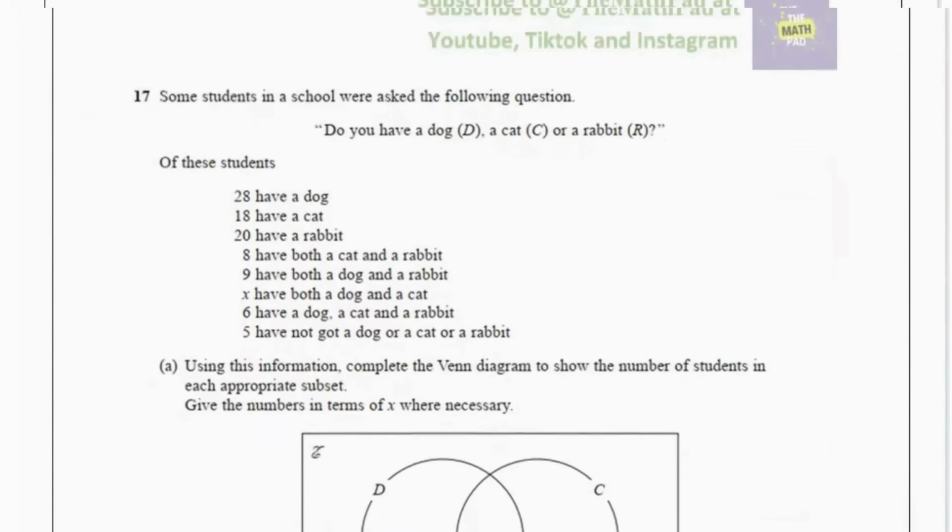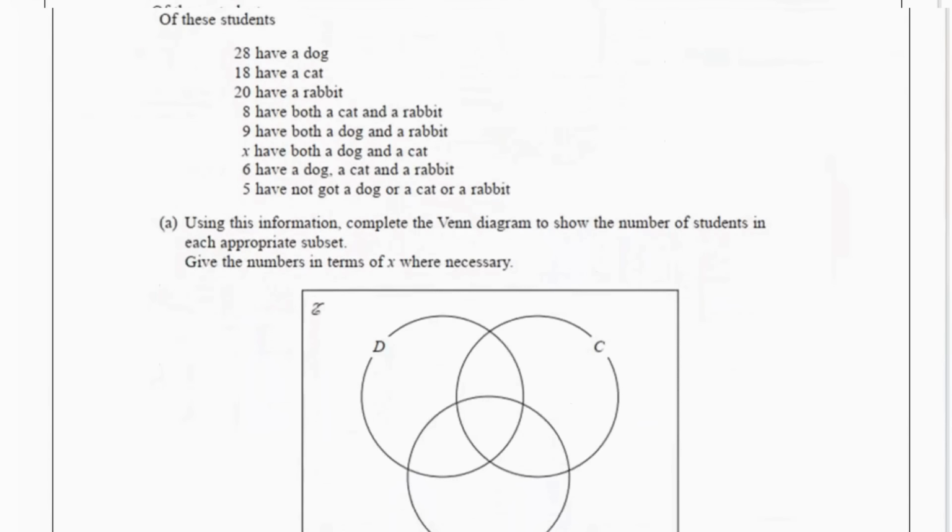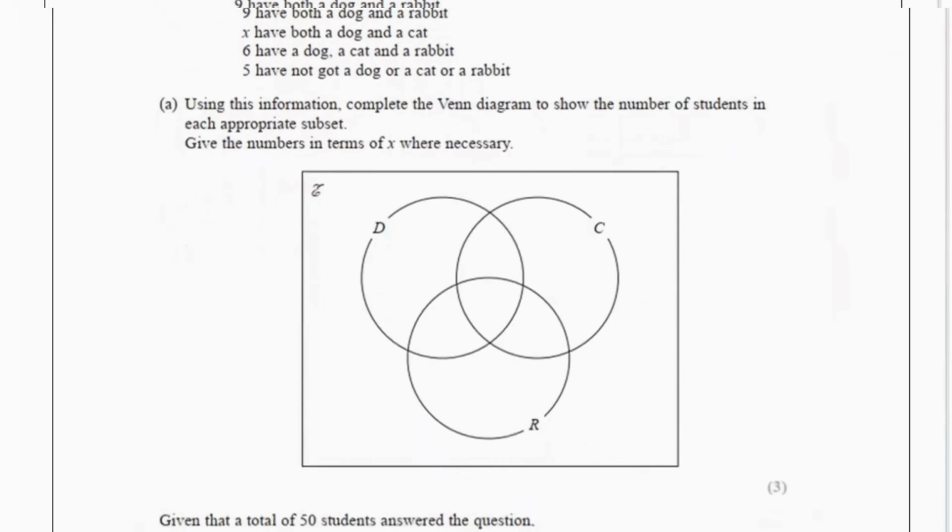Then you can get questions on sets and Venn diagrams. So some students in a school were asked the following question. Do you have a dog, a cat, or a rabbit? Of these students, 28 have a dog, 18 have a cat, 20 have a rabbit, 8 have both a cat and a rabbit, 9 have both a dog and a rabbit, X have both a dog and a cat, 6 have a dog, cat, and a rabbit, and 5 have neither. So using this information, we have to complete the Venn diagram to show the number of students in each appropriate subset, giving the numbers in terms of X where necessary.